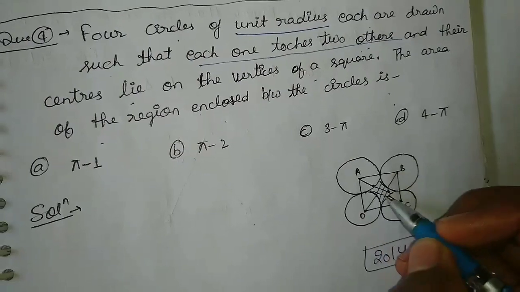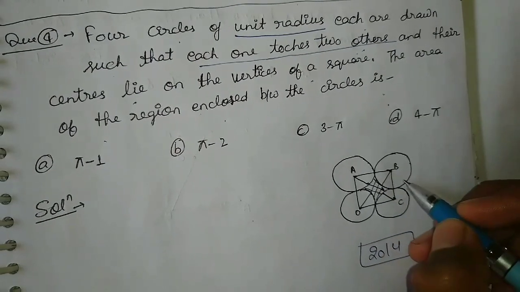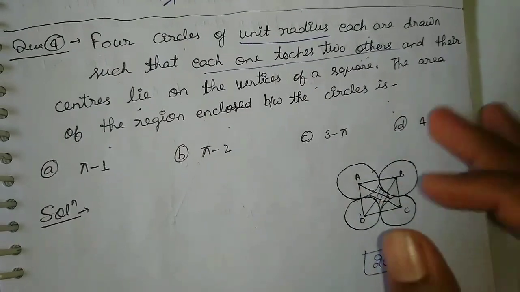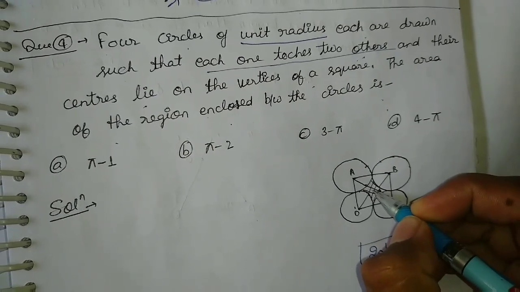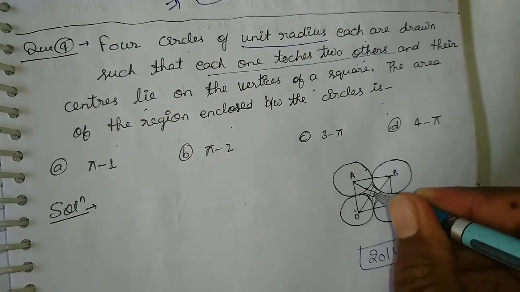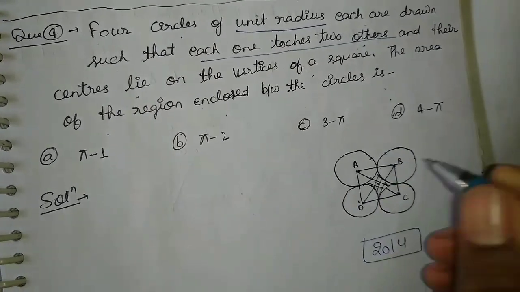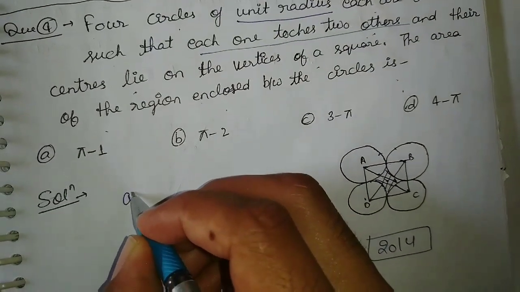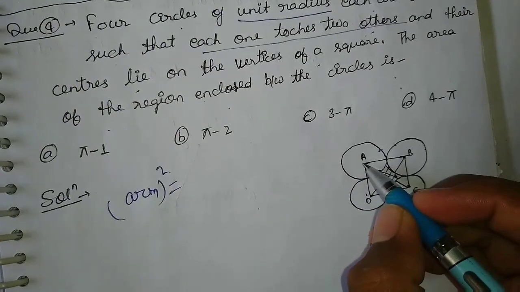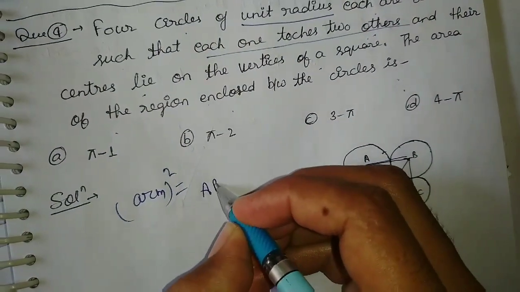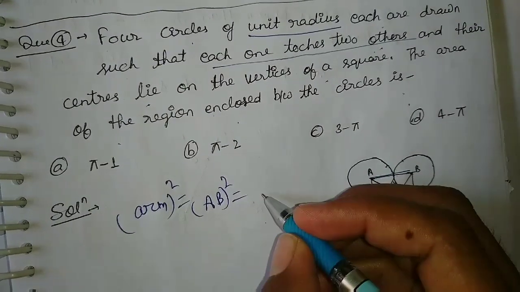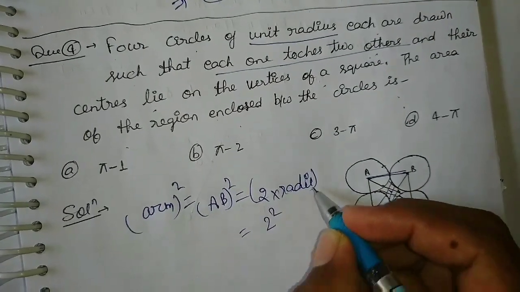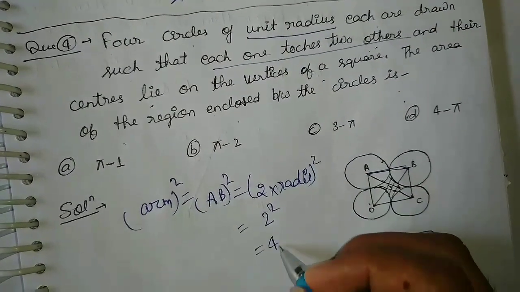This means you have 4 circles drawn at the corners of a square, and one touches two, meaning this touches this and this. Similarly, now you have to find the shaded portion. To calculate this shaded portion, you will first find the area of this square. So the area of the square is just arm square, and arm is nothing but AB, and AB is 2 into the radius of a circle. So it will be just 2 square because the radius is 1, so it will be just 4.